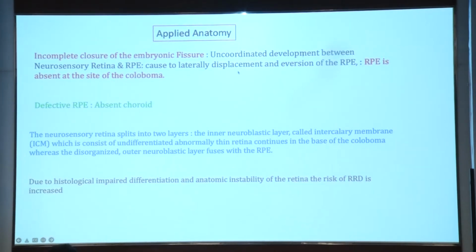Just a few things. I'm not going to bore you with anatomy, but there is an incomplete closure of the embryonic fissure. So what does that cause? That causes a split in the neurosensory retina. The RPE is redundant. The neurosensory retina gets split into two. Those two layers are the inner neuroblastic layer, which is commonly called intercalary membrane, and that is just a very abnormally thin retina. The other one is the outer layer, which is the neuroblastic layer, which is fused with the RPE.